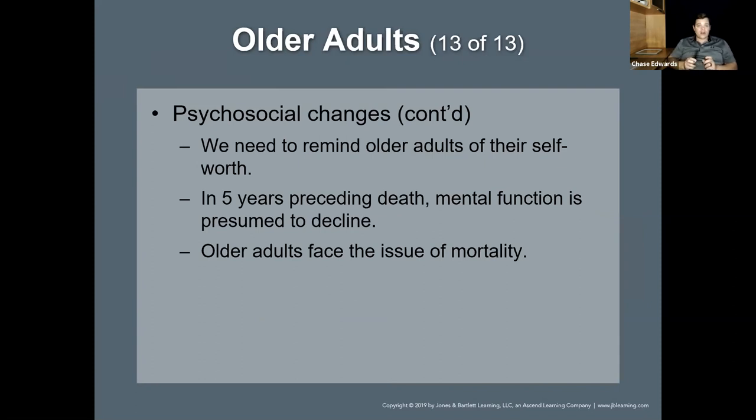So older adults share a great amount of wisdom with us, we'll say. We need to remind them of their self-worth. So just like we don't need to push them to the side, remind them of their self-worth when you're talking to them. That's an adult sitting across from you, okay? That's somebody's family member. They lived a lot more and experienced a lot more than you may have. So until about 5 years before death, most late-stage adults retain high brain function, so it's very important to build the same rapport, have the same conversations. In the 5 years preceding death, mental function is presumed to decline, a theory referred to as the terminal drop hypothesis. So if you ever get a chance to look that up, terminal drop hypothesis.